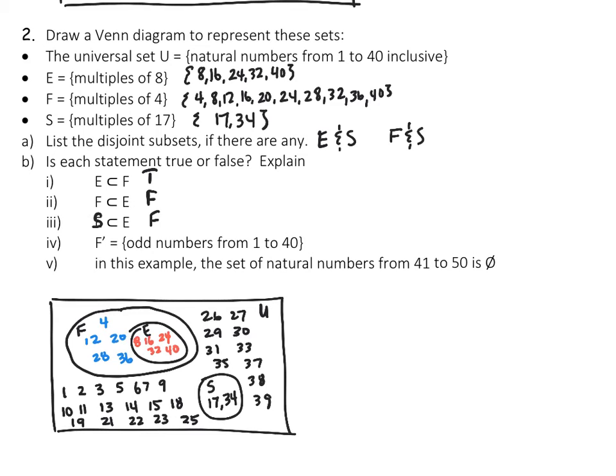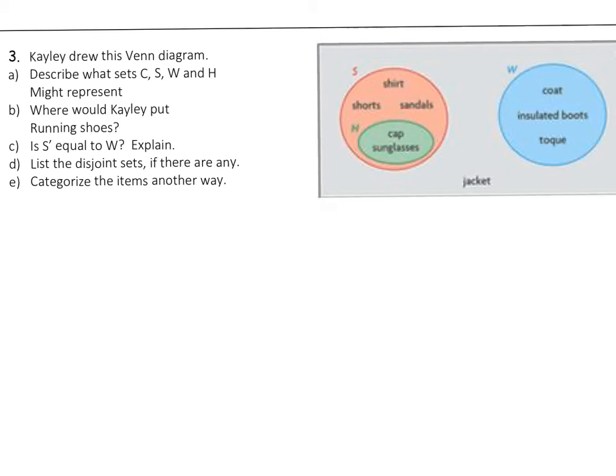Okay. This is also false because outside of F, I have lots of even numbers. I've got 34, 2, 6, so that's false. In this example, the set of natural numbers from 41 to 50 is the empty set. That would be true because there are no numbers here that are between 41 and 50, so that's the empty set. Okay. All right, one last example here.